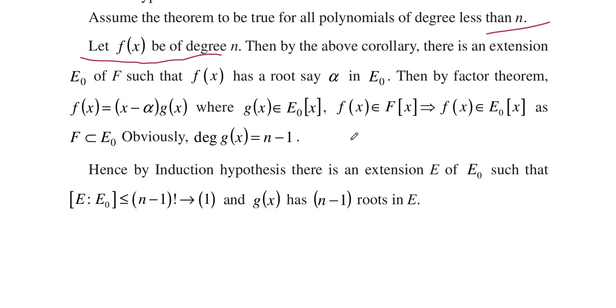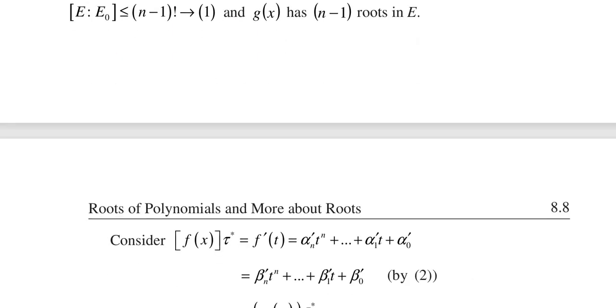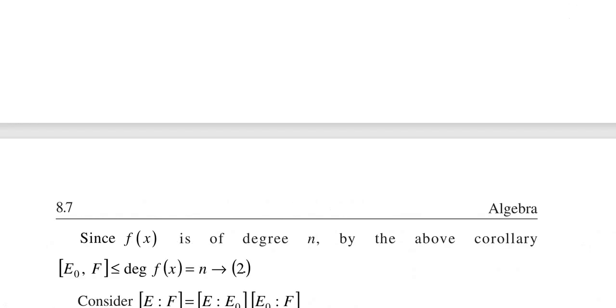Therefore, by the induction hypothesis, there is an extension E of E naught such that the degree of E over E naught is less than or equal to (n minus 1) factorial, because g(x) is of degree n minus 1. And g(x) has n minus 1 roots in E. That's by our hypothesis. So, clubbing these two, we want to have the theorem to be true for f(x).